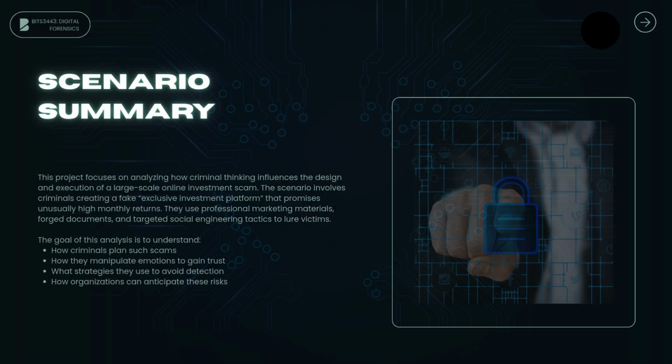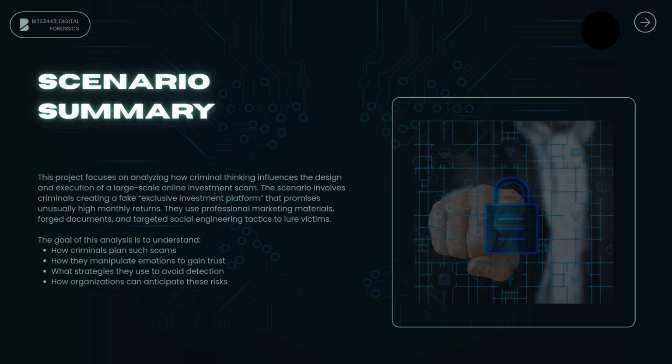Hello and hi everyone. Today we are going to talk about the social engineering investment scam. For this project, we focus on how criminal thinking shapes the design of a large-scale online investment scam. In our scenario, the criminal creates a fake exclusive investment platform that promises very high monthly returns. They use professional marketing materials such as forged documents and targeted social engineering to make the platform look real and trustworthy. The purpose of this analysis is to understand four main areas.